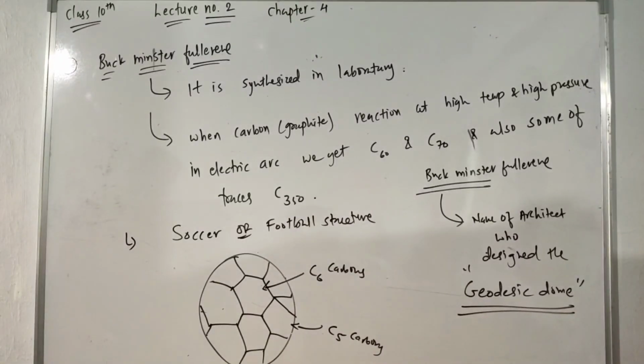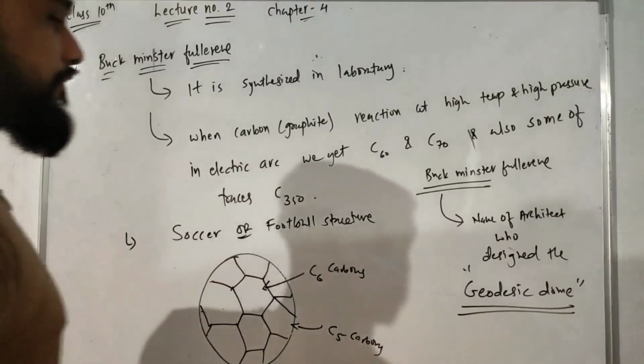So these are the allotropes of carbon, and today's session is completed here. Now we head to the third topic in the next lecture, that is the versatile nature of carbon.